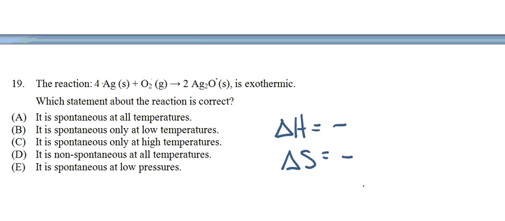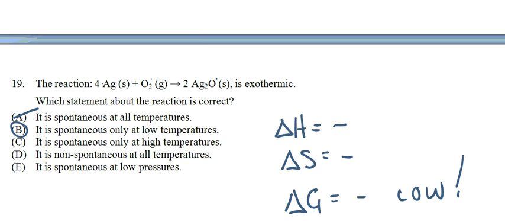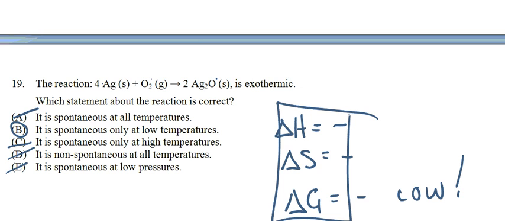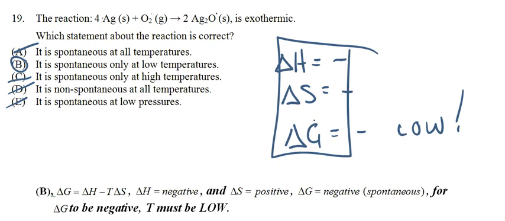So absolutely not. The only way that this is going to be spontaneous, where we have delta G being negative, is at low temperatures, period. So, A is out. No. It's spontaneous at all temperatures. It's non-spontaneous. No, it's spontaneous at some. And at low pressures is garbage. So B. Okay. Know the scenario with H, S, and delta G. Please. You're going to see questions like this.